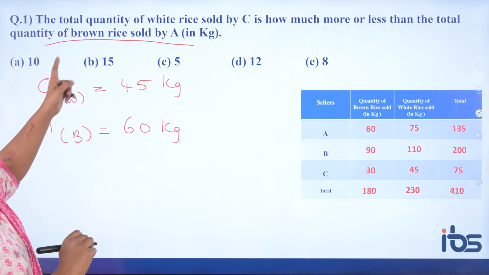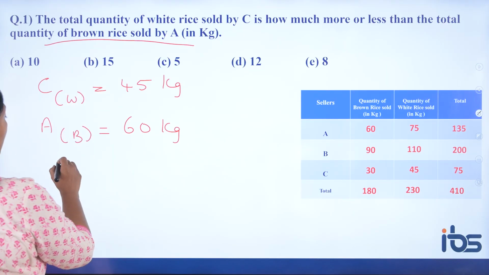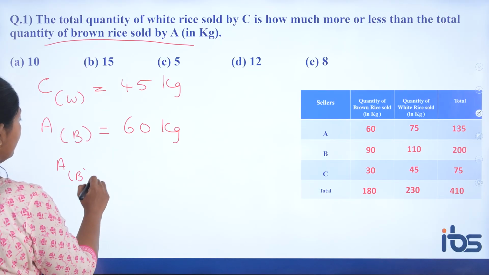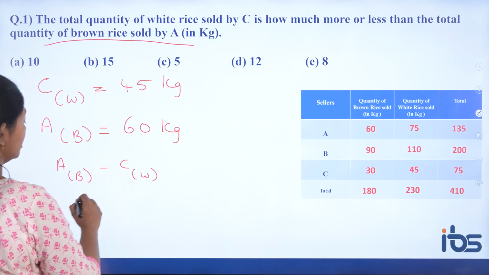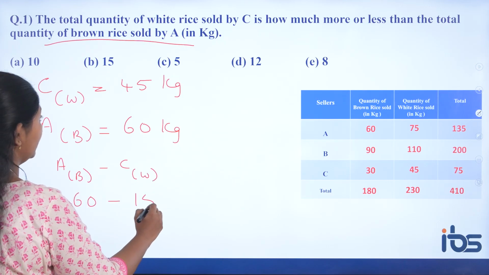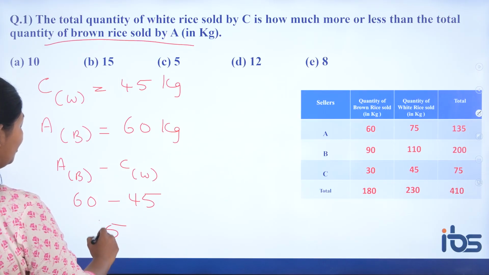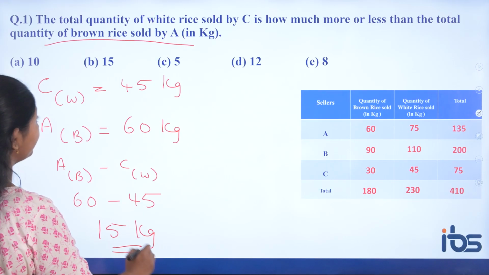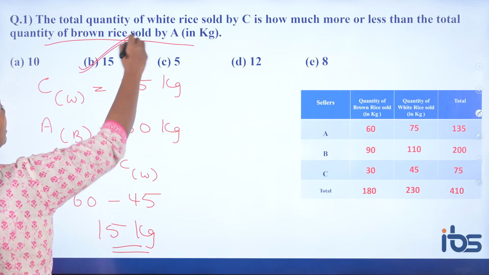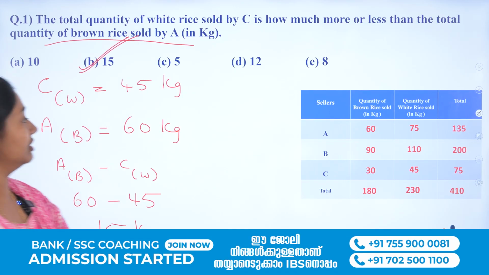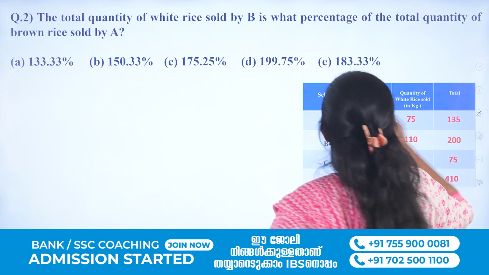They have asked how much more. So A brown minus C white, that is 60 minus 45. Then how much are you going to get? 15 kg. That is option B, 15 kg. So moving to the next one.